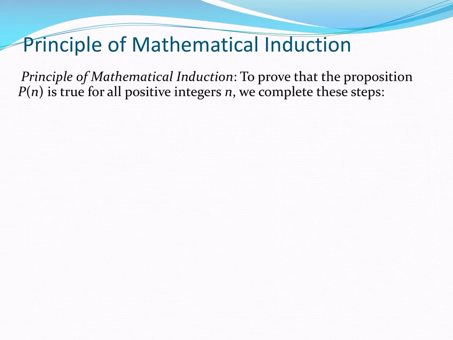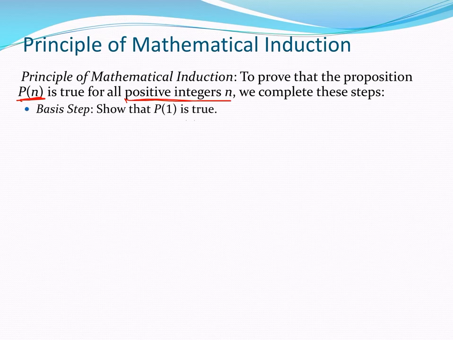Here's how it will work. The way that mathematical induction works is we prove propositions. So we have here P(n), that is a propositional function. We want to prove that it's true for all positive integers n. And then we'll do these steps. The first one is the basis step, to show that the proposition is true when n equals 1.